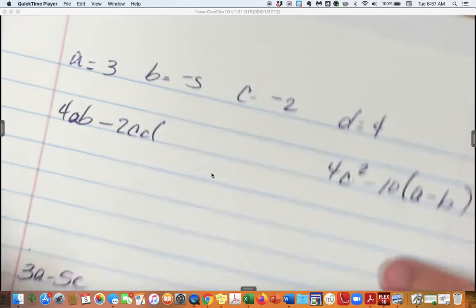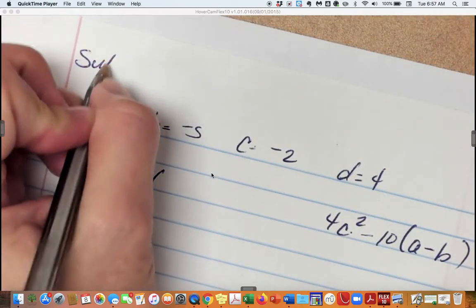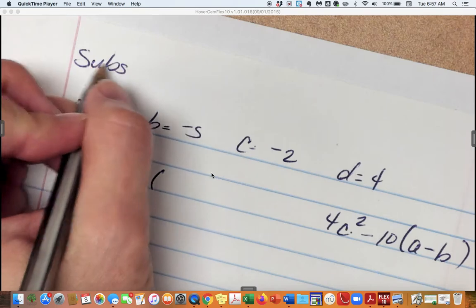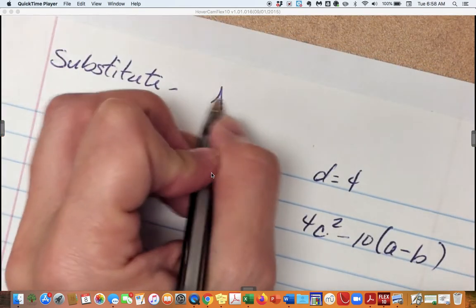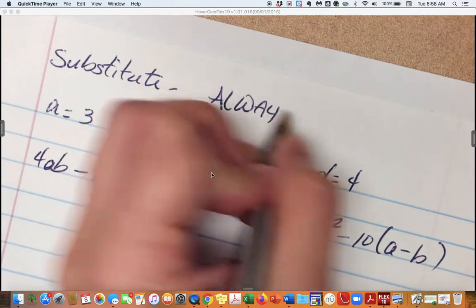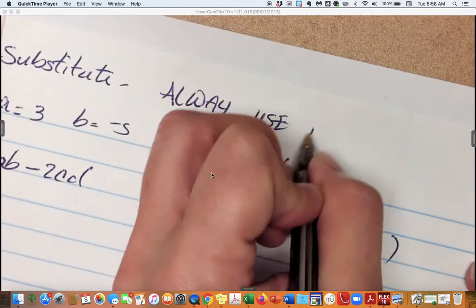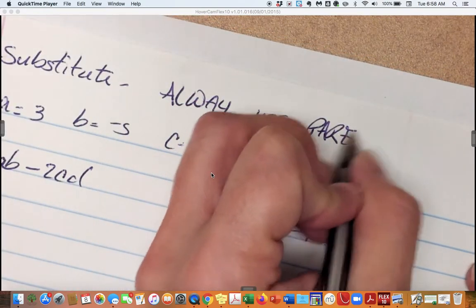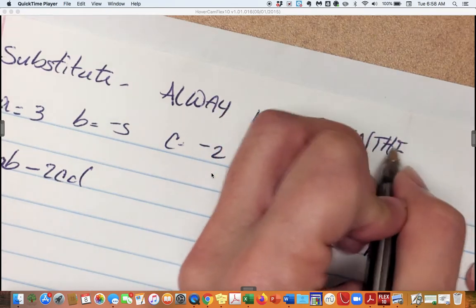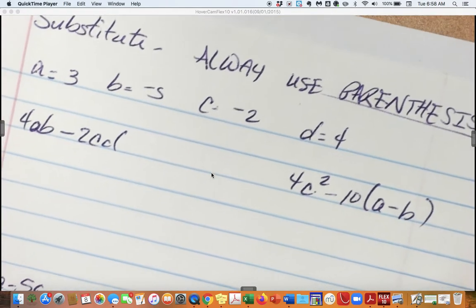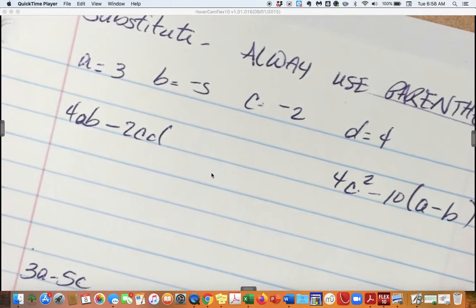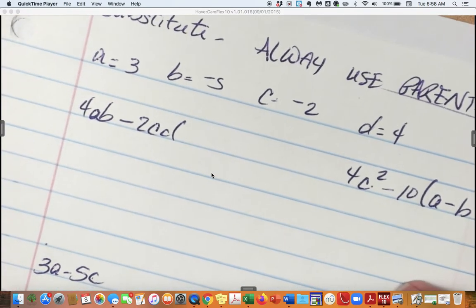Okay, let's talk about substitution. If we're going to substitute, what we need to always remember is to always use parentheses. Okay, that is super important. If we don't use parentheses when we substitute, we can get ourselves into bad situations. This is what I'm speaking of.